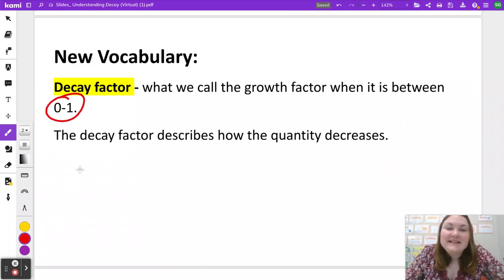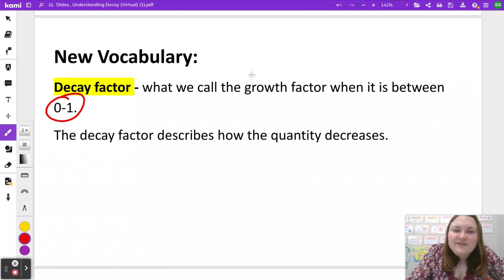We looked at exponential growth for 3 lessons. And in a lot of those situations, we had talked about things maybe doubling and multiplying by 2, or tripling and things multiplying by 3.